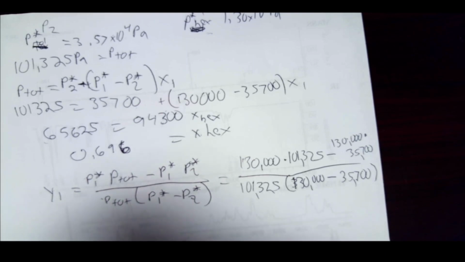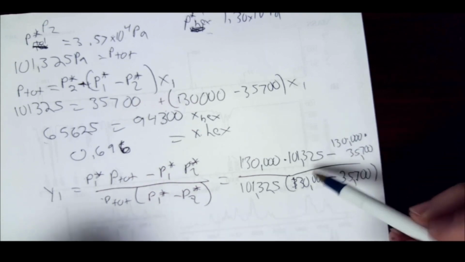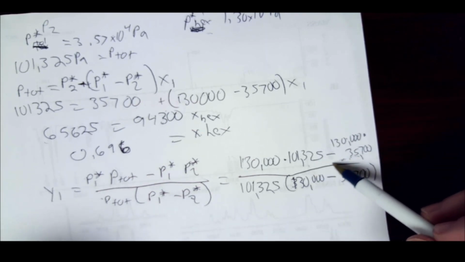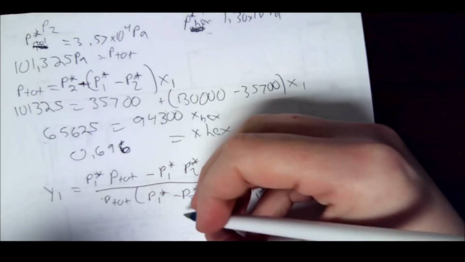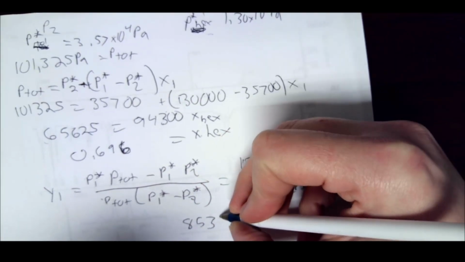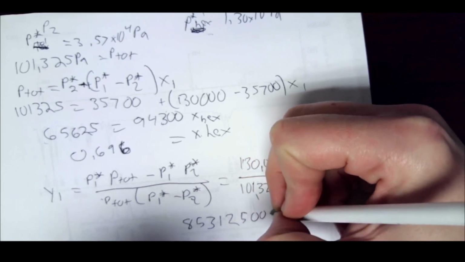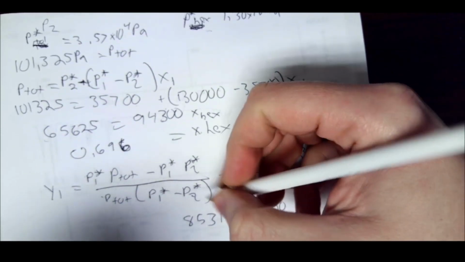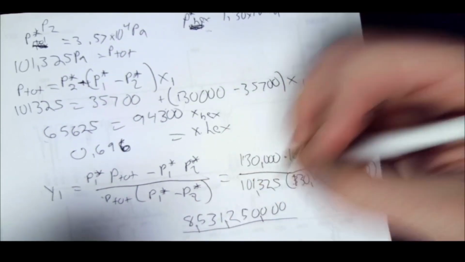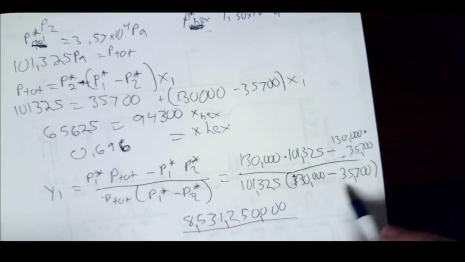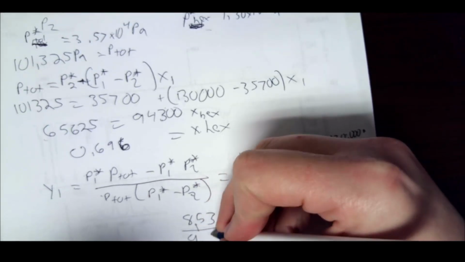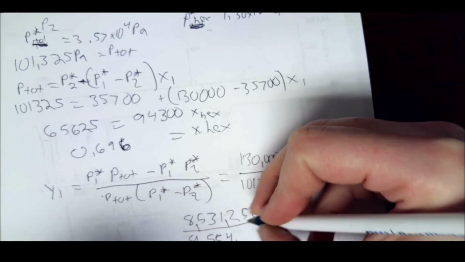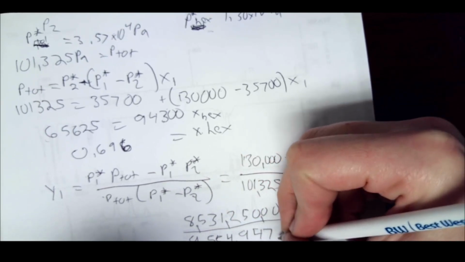101,325 minus 35,700, this minus this, is 65,625. We already found that. And we multiply that by 130,000. So on top I have 8,531,250,000. Big number, that's fine. On the bottom, we already know this, that's the 94,300 times 101,325, which is 9,554,947,500.